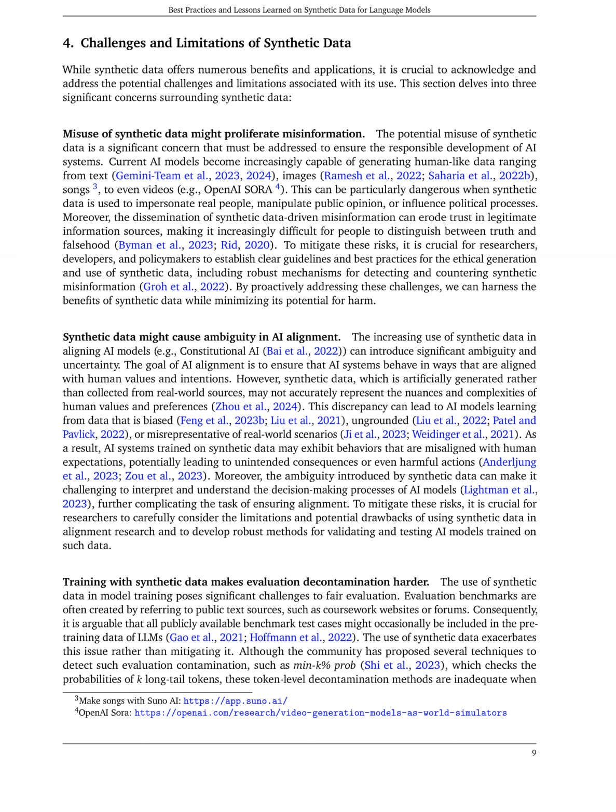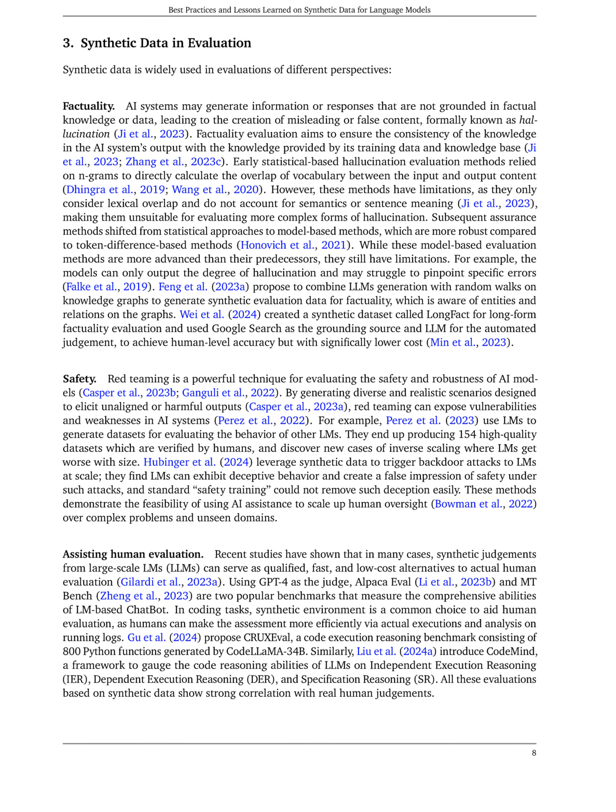Additionally, the paper discusses how training with synthetic data makes evaluation decontamination harder, as synthetic data might include rephrased versions of benchmark data, rendering token-level decontamination ineffective. Furthermore, the paper highlights the potential ambiguity in AI alignment introduced by synthetic data, as it may not accurately represent the nuances and complexities of human values and preferences, leading to misaligned AI models.